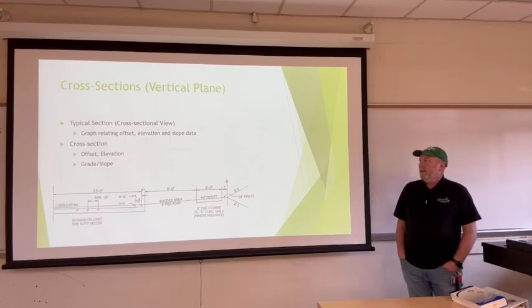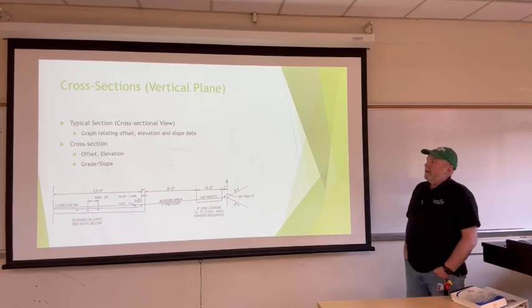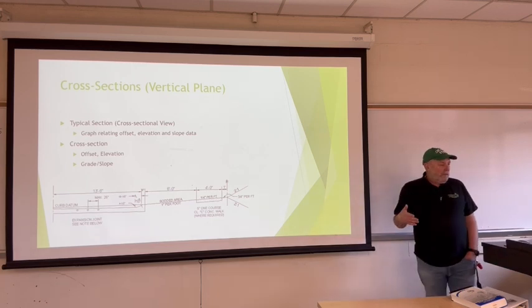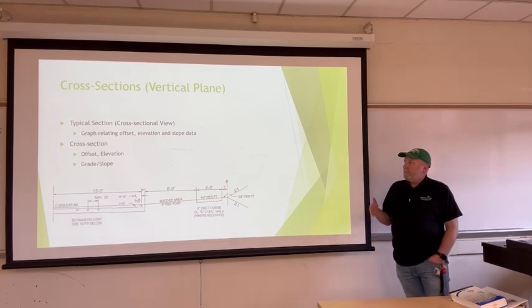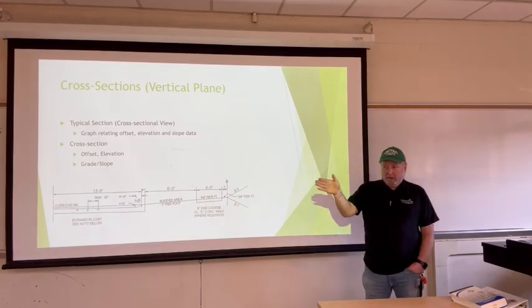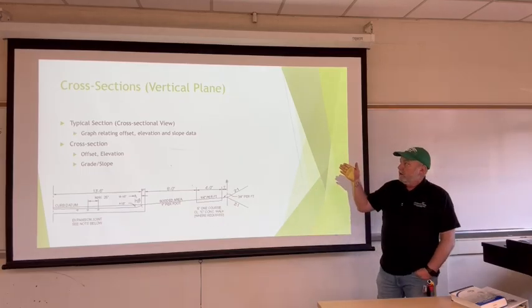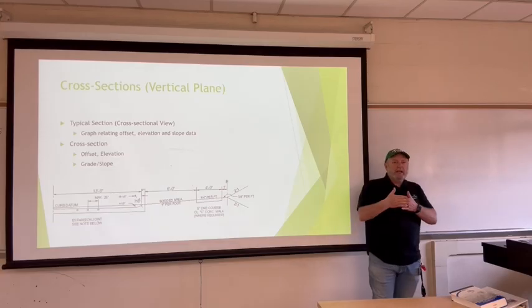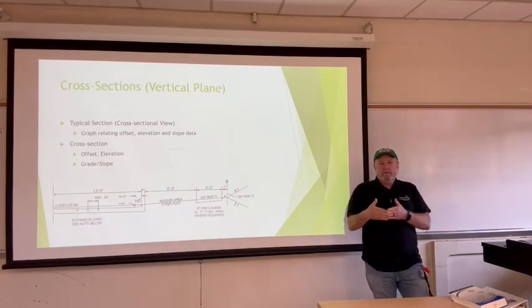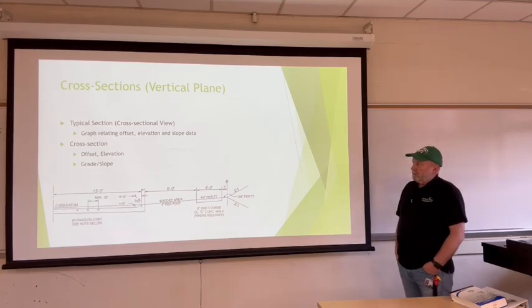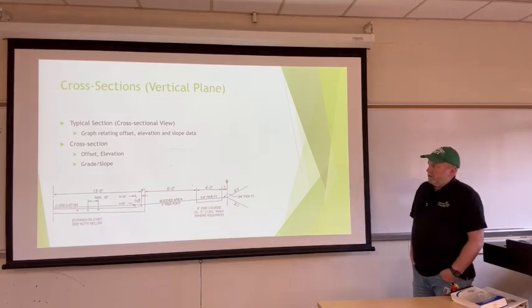Another vertical plane we look at is the cross sections. So with the profile, you're looking along the horizontal centerline alignment. The cross section would be a vertical plane that is perpendicular to that profile, the typical section. It is also relating your offsets, elevations, and slope data.